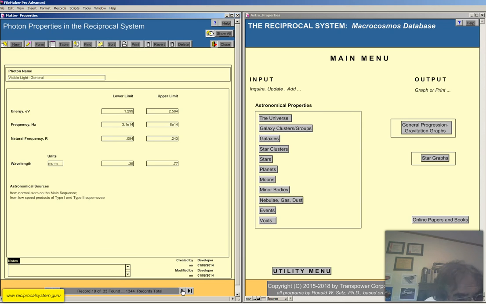Okay. Now we come to visible light general. This goes from, let's look at the frequency. It goes from 3.1 times 10 to the 14th to 8 times 10 to the 14th. And some normal stars in the main sequence, some low speed products of type 1 and type 2 supernovae, of course. And then I kind of like this here. I should give you the individual colors. So red has a wavelength going from 770 to 622 in mu meters, okay? It comes from spectral class M stars and from red giants, okay?